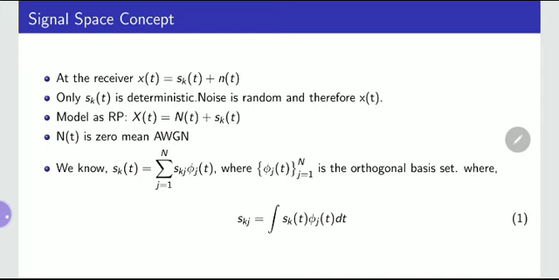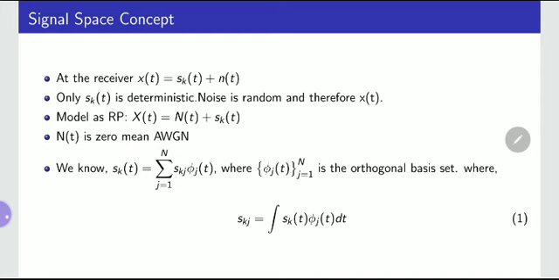So we'll do a small review of the signal space concept. It says that a finite energy signal s_k(t) can be represented as a linear combination of capital N basis functions. These basis functions form an orthogonal basis set, represented as phi_j(t), where j varies from 1 to N. There are capital N basis functions. We have already seen that the received x(t) is the sum of s_k(t) and n(t).